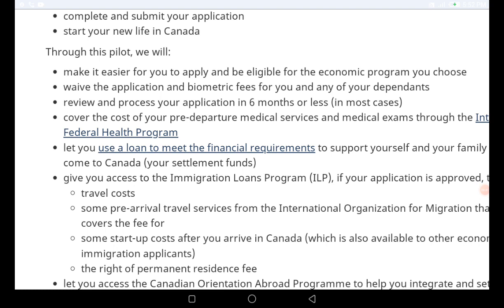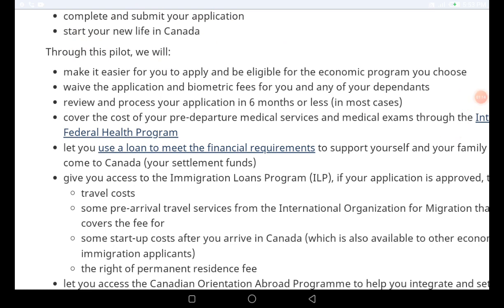and you are going to get some startup costs after you arrive in Canada, which is also available for other economic immigration applicants. Note that this is going to cover the cost of your pre-departure medical services, which means you don't have to pay for any medical bill. And you and your dependents do not need to pay any application fee and biometric fee. And if you complete your application in the right way, then you'll be starting your new life in Canada.